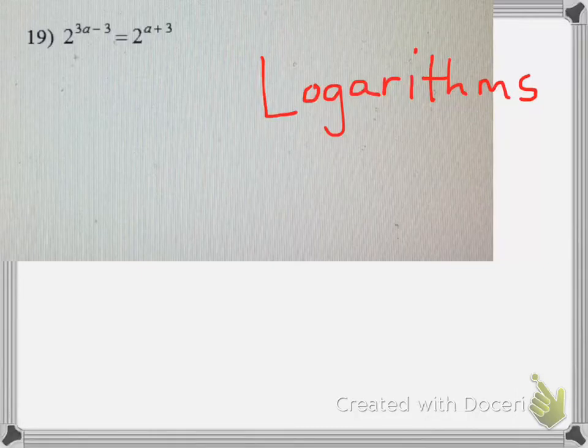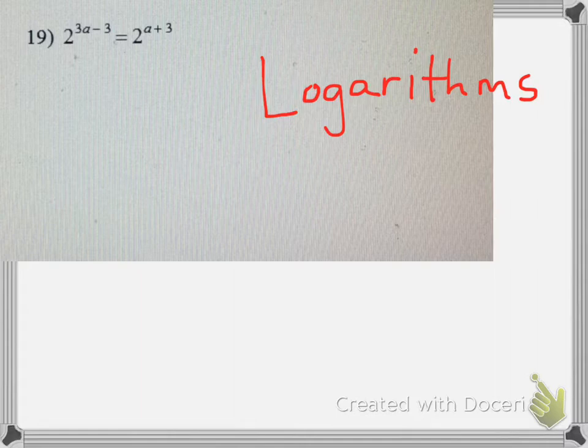Hi, this video is about exponential growth and logarithms. This new unit is on logarithms, and exponential growth and logarithms are inverses of each other. So that's one important part.